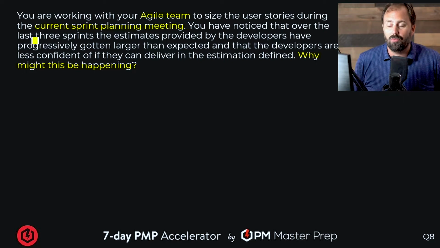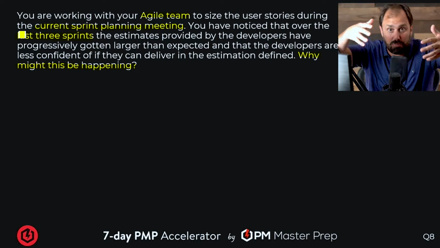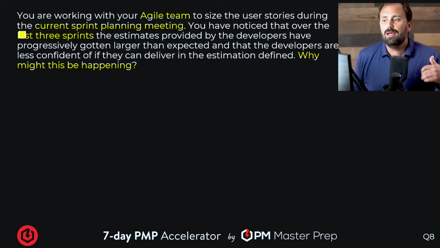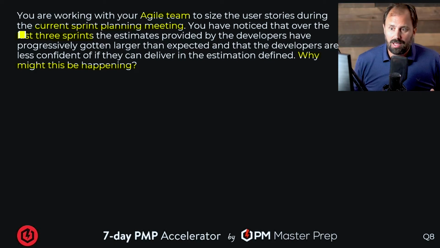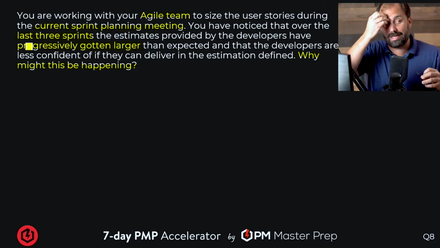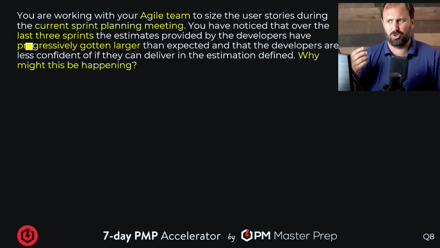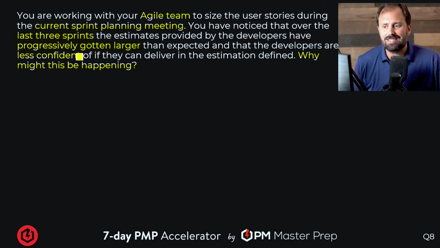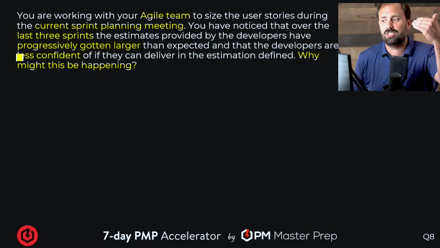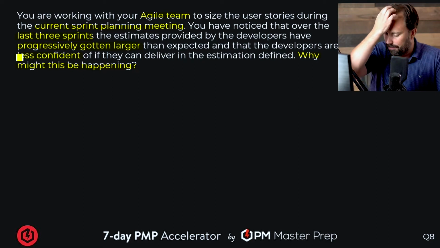You have noticed that over the last three sprints. It says last three, so that's a trend. Things are happening. So is there a systemic problem? Most likely. The estimates provided by the developers have gotten progressively larger than expected. That doesn't mean we're taking on bigger chunks of work. It's like, for that chunk of work, that's more than we thought it would take. Huh, that's peculiar. And the developers are less confident if they can actually deliver on the estimations defined. So why might this be happening?